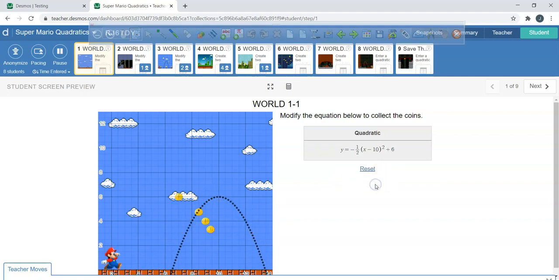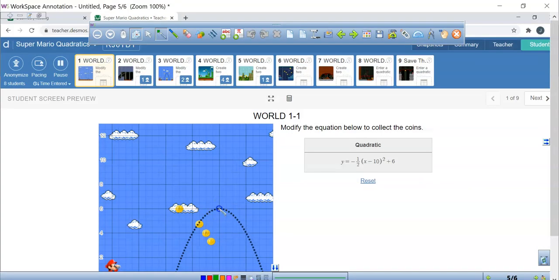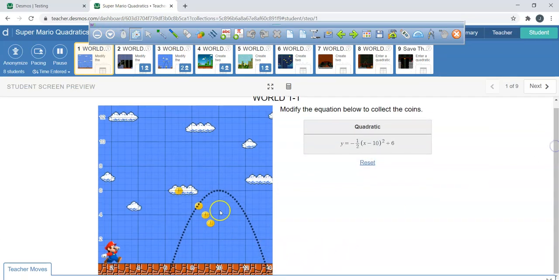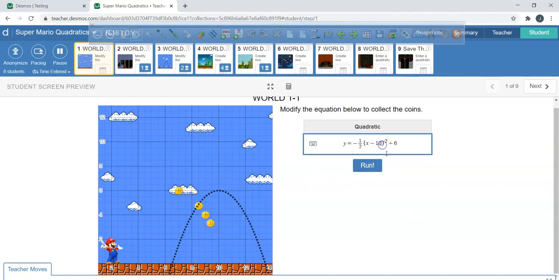There we go. Let's get some more coins. Now it looks like I need to shift it over here. So this is where I am, and I want to go right here. Well, I need to take a look where that is. That looks about a 7. So I'm going to hit reset. Let's change this number on the inside. So instead of a 10, look what happens if I go to 9, and then 8, and then 7. That's perfect, right? If I go too far, see how I'm shifting it? There we go. So that's where I want to be.